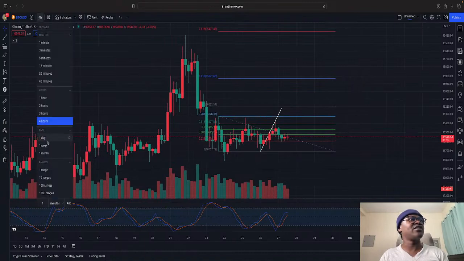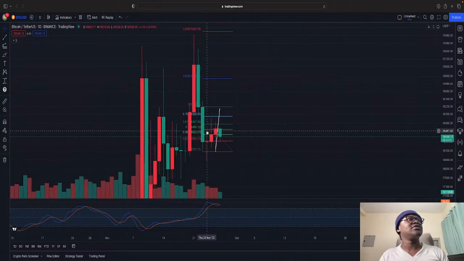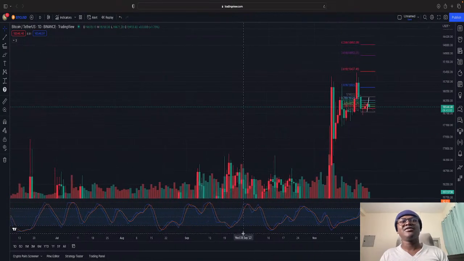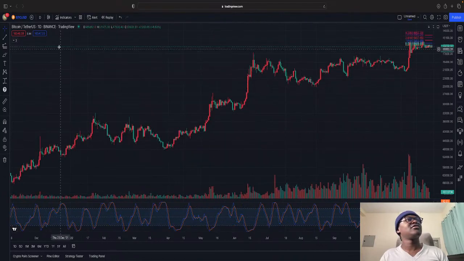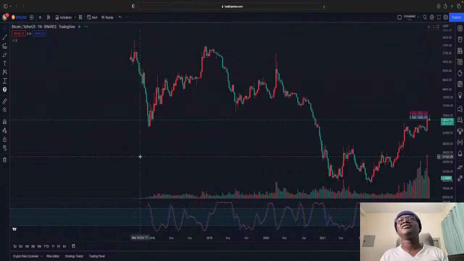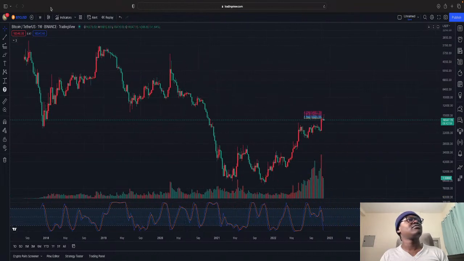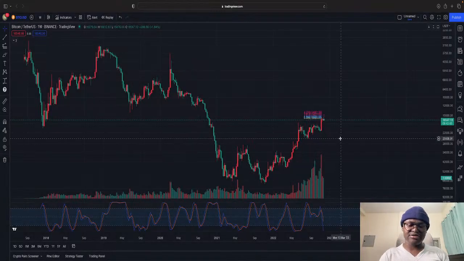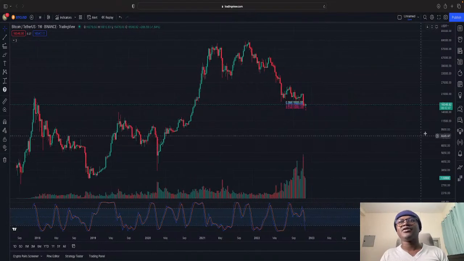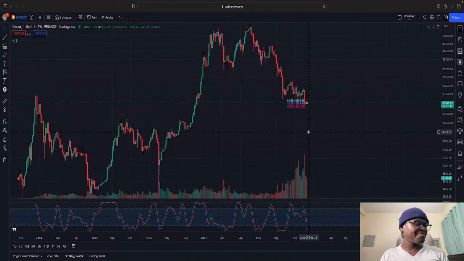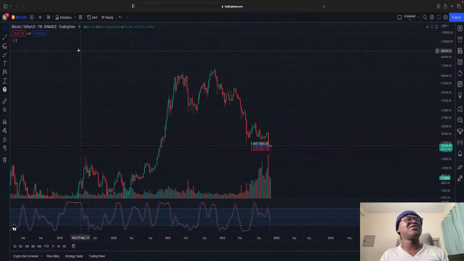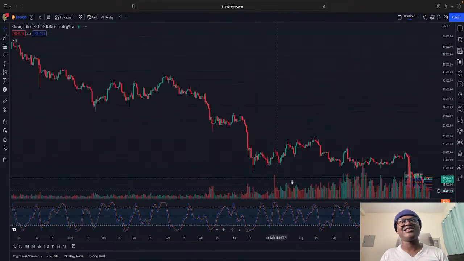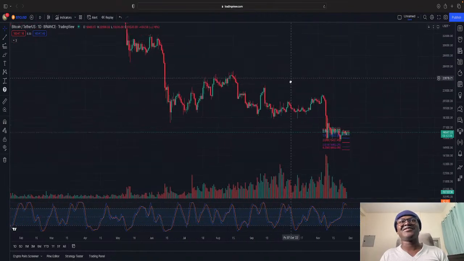If we come to the daily time frame, is this Bitcoin? What is this? Are we looking at Bitcoin? No, let's go to the weekly. Oh, I inverted the chart. Okay, cool. All right, so yeah, that's what I was talking about there. Now let's go to the daily time frame. I inverted the chart for a second there, and I forgot that I inverted it, so it got a little bit confusing when I looked at it.